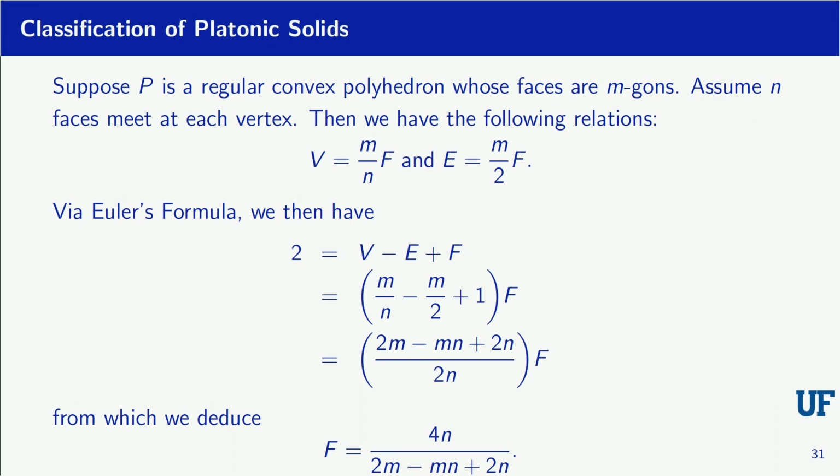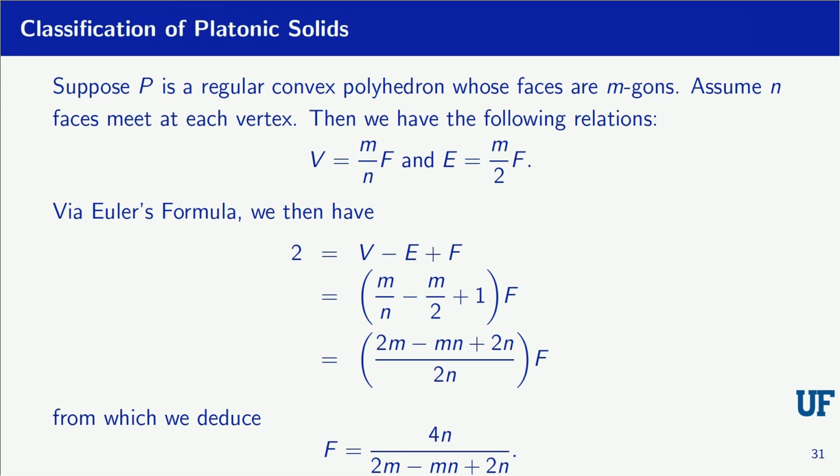How many vertices are there? Well, for each face, you have m vertices, but they get counted n times each, right? Because n faces come together at a vertex. So the number of vertices is m times the number of faces, but you have to make sure that you don't count them repeatedly, okay? And similarly, the number of edges is, well, there are m edges for each face, and 2 of them meet. So you're counting them twice, okay?